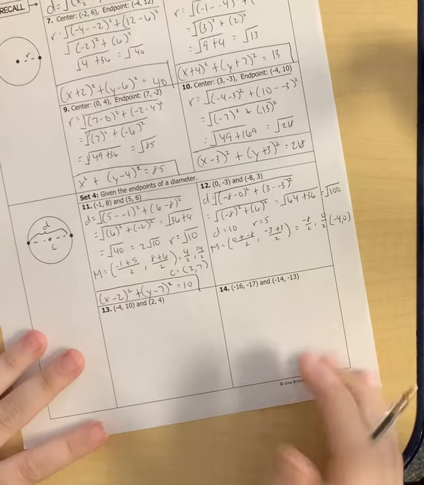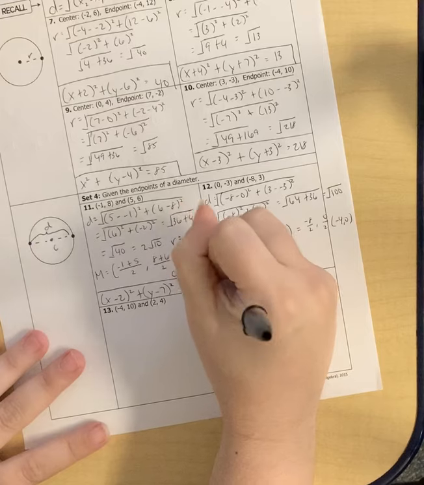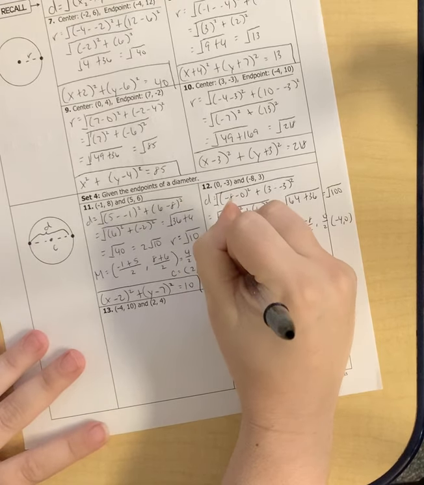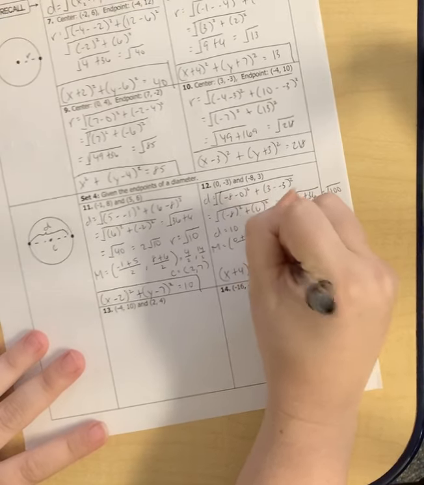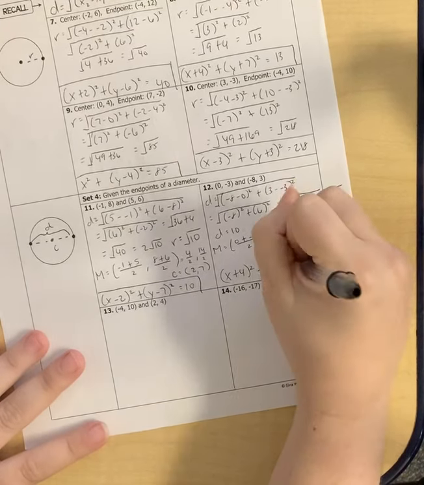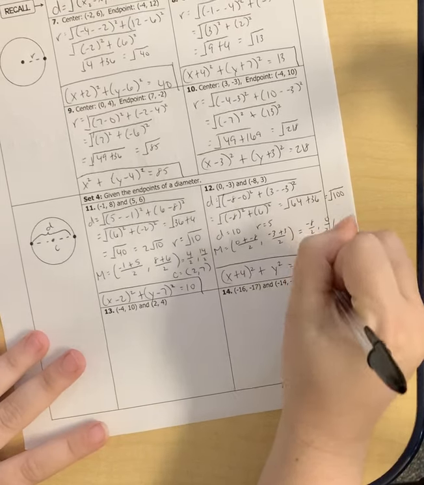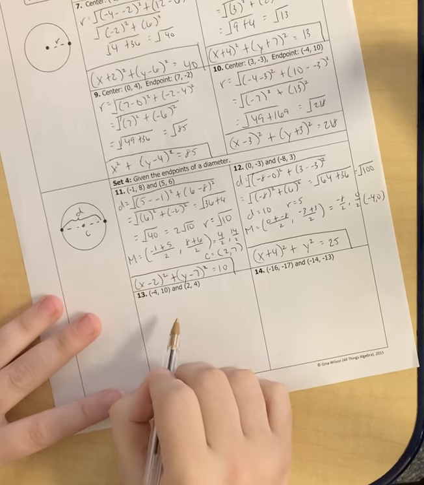Okay, so our equation here is going to be x plus 4 squared plus y squared equals radius squared, so 5 squared is 25. Okay, 13.